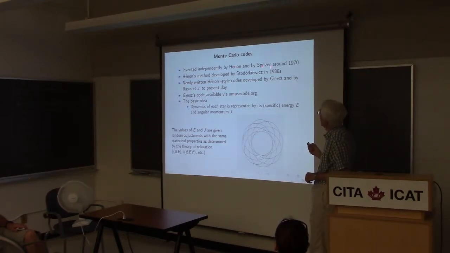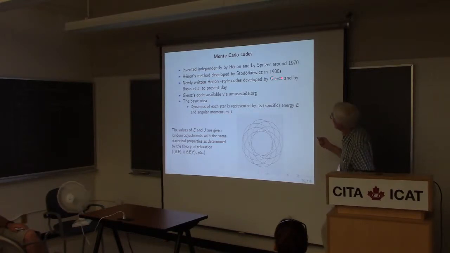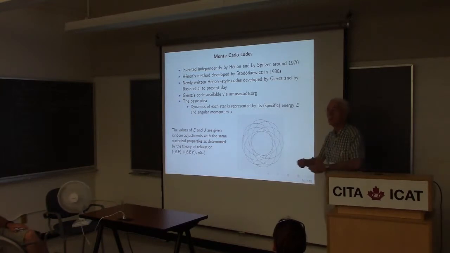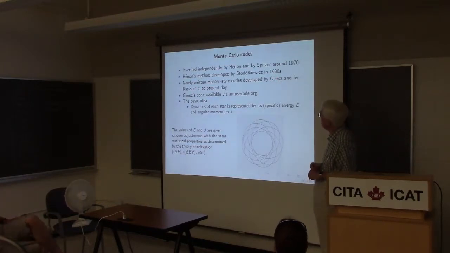But they go back a long way to my hero, my other hero Spitzer, around about the 1970s. Spitzer's method is not of much use anymore, but Hénon's method was developed by Stodółkiewicz in Warsaw, and his student Giersz rewrote the code and kept it up to date and very elaborate, and it includes almost all of the things which you would want to include in a star cluster evolution code in Monte Carlo style, and we'll see the advantages of that later. Fred Rasio at Northwestern also has a team developing and updating a Monte Carlo code, and so these two codes are what produce most of the Monte Carlo results in recent years.